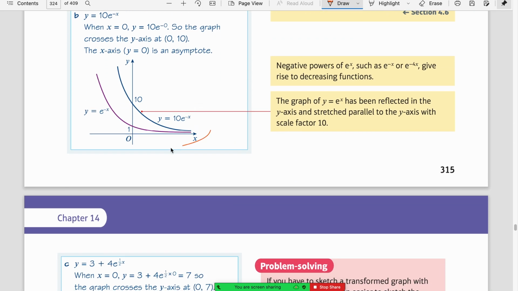In this graph we can clearly see what the asymptote is. The graphs are approaching the x-axis but they're not touching it. So y is equal to 0 is the asymptote.